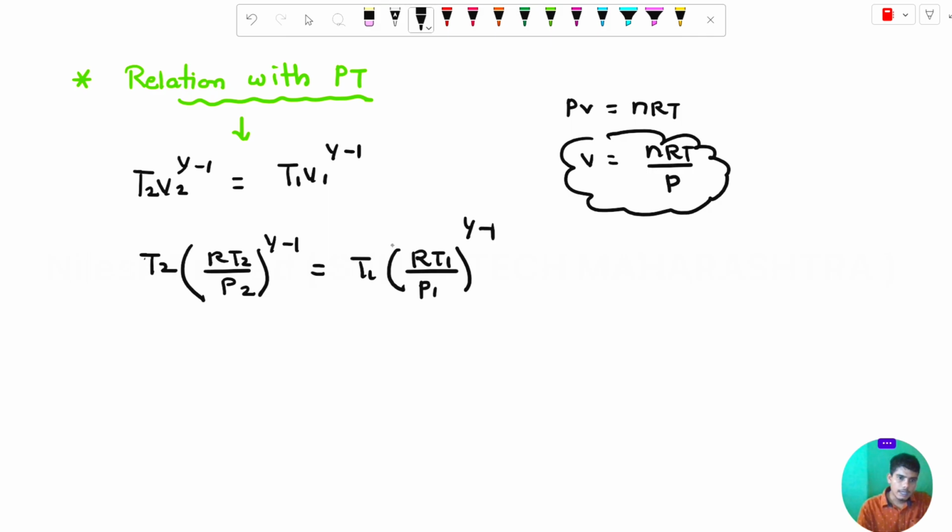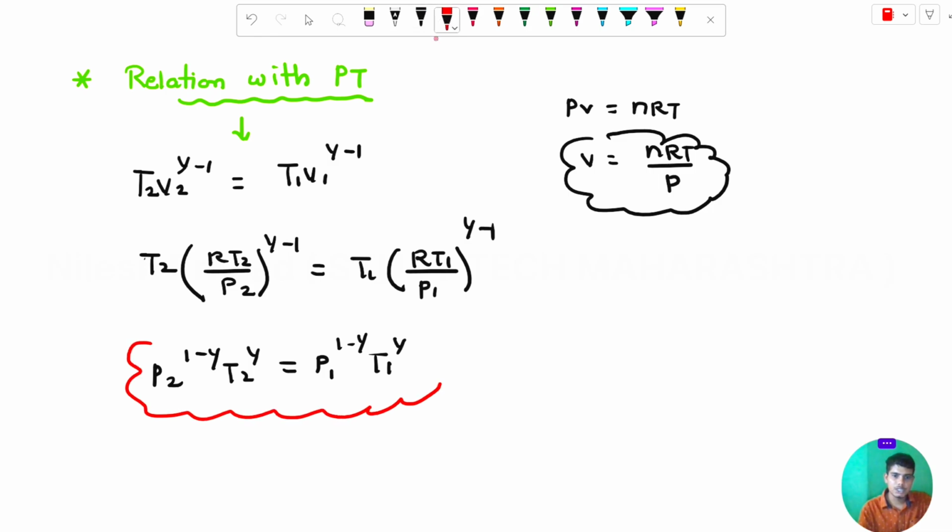And here P2^(1-gamma) T2^gamma is equal to P1^(1-gamma) T1^gamma. And this is the equation of relation between the pressure and temperature at constant volume.